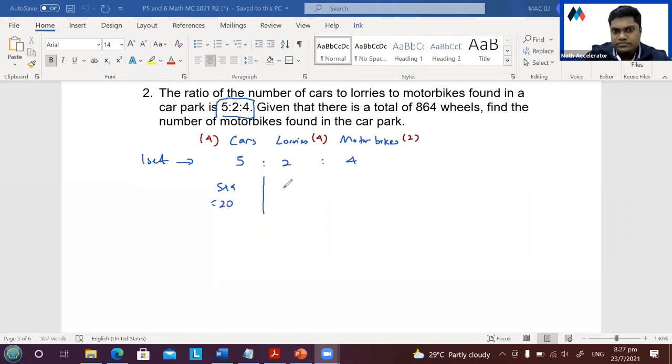Here, 4 times 2 equals to 8. And lastly, 2 times 4 equals to 8. So in one set, the total number of wheels is 20 plus 8 plus 8, which equals to 36 wheels. So given that there's a total of 864 wheels, can you type in the chat how many sets are there?